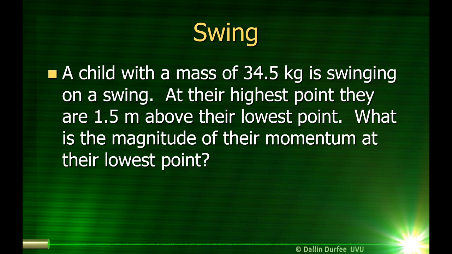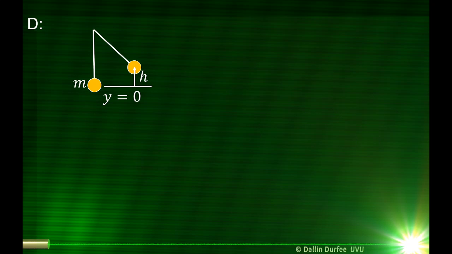Here's our next problem. A child with a mass of 34.5 kilograms is swinging on a swing. At their highest point, they are 1.5 meters above their lowest point. What is the magnitude of their momentum at their lowest point? Well, here's our diagram. Let's let y equal 0 be the lowest point in their swing. And the child has a mass m, and at their highest point in their swing, they're a distance h above the lowest point. Now our objective is to find the magnitude of the momentum at the bottom.